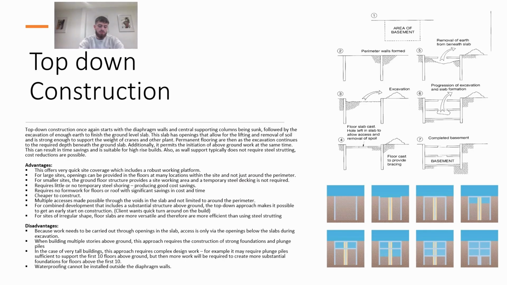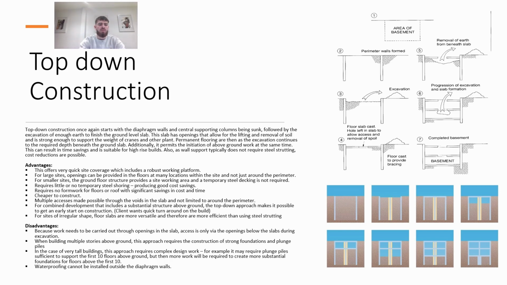Following my findings of basement construction methods, I've decided to use top-down construction as it offers very quick site coverage, which includes a robust working platform. For larger sites, openings can be provided in the floors at many locations within the site and not just around the perimeter. It requires little or no temporary steel shoring, which is good cost savings. It requires no forming for floors or roof, with significant savings in cost and time. Again, it is cheap to construct, and multiple access is made possible through the voids in the slab and not limited to around the perimeter.